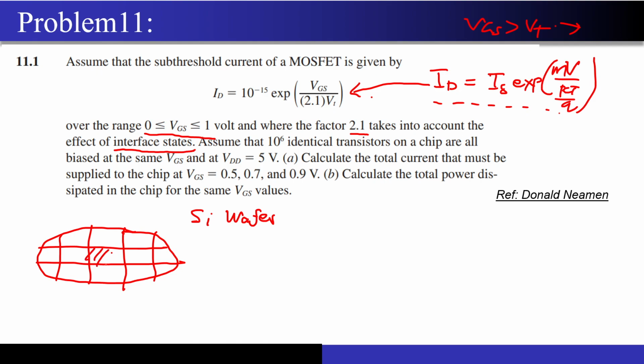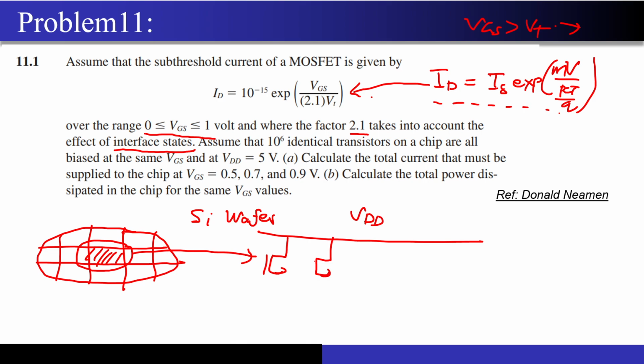And this is the part, this is your chip. This is something called your chip. And now if I zoom into it, what has been given in the question? This is my VDD, and they are telling me you have multiple MOSFETs.